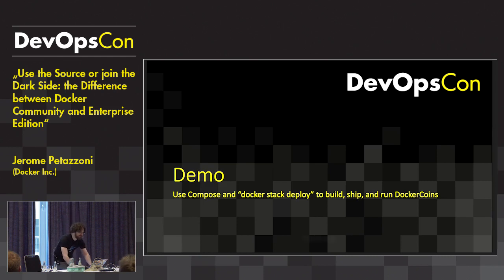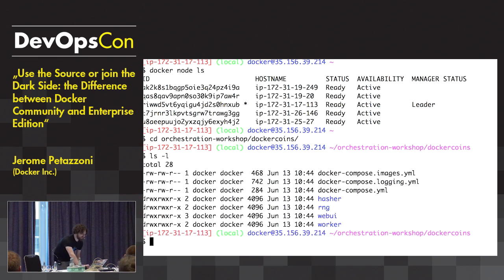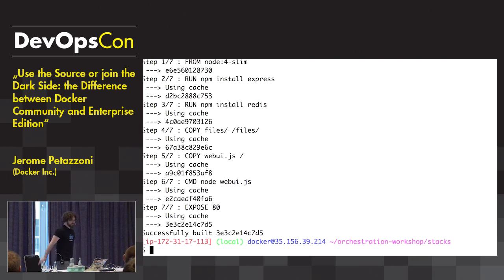So the demo is that I'm going to log into a cluster that I prepared just before. And on this cluster, so that's a Swarm cluster with 5 nodes. And I'm going to use the open source tools to do that build, ship, and run operation. So I go to my Docker Coins demo app, it's the same application, and I'm going to do docker-compose build. So for those of you who have done the workshop yesterday, you've seen that yesterday.